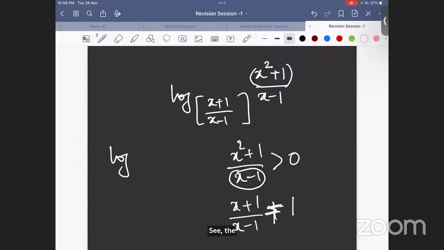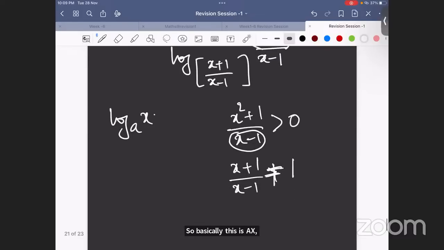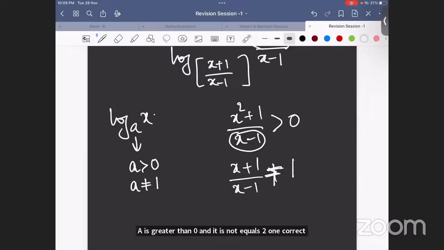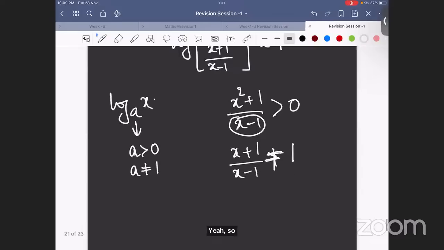So basically this is a to the x, right? What is the condition that you apply on a? A should be greater than 0 because the domain of log a is 0 to infinity, and a is not equal to 1, correct? Yes. So a is greater than 0. I'm not getting why minus 1 should be excluded, since it is included in the question. So my doubt is that.